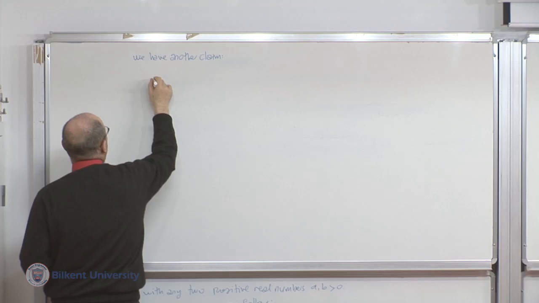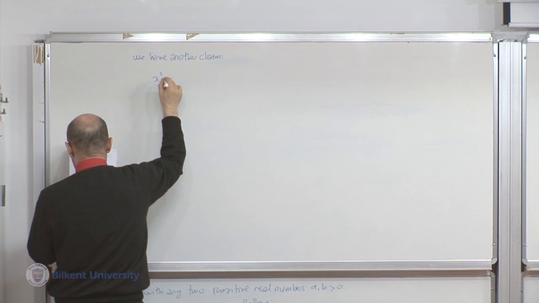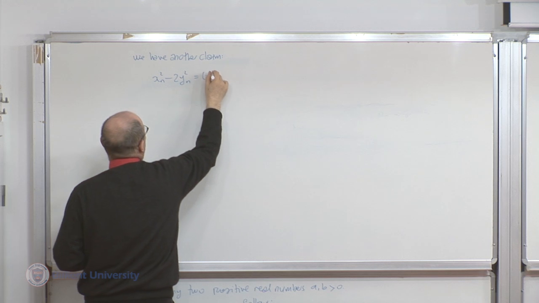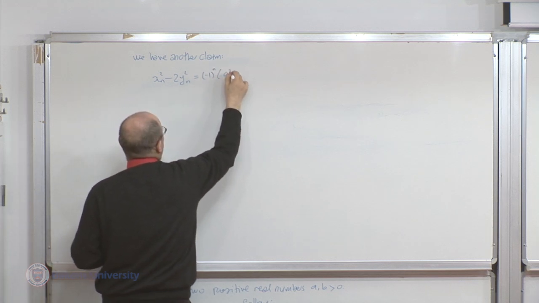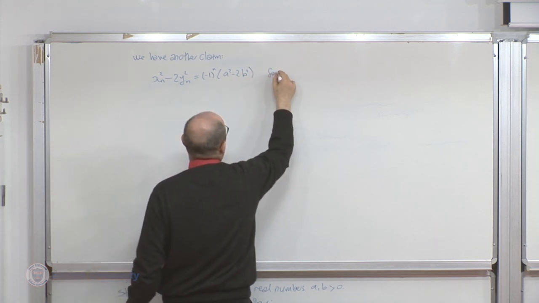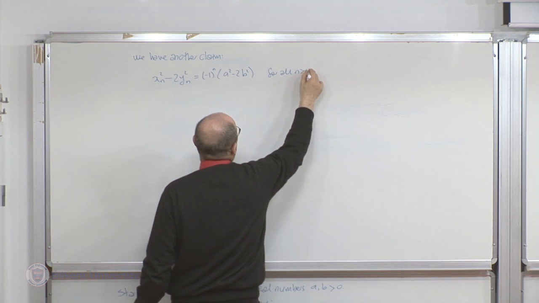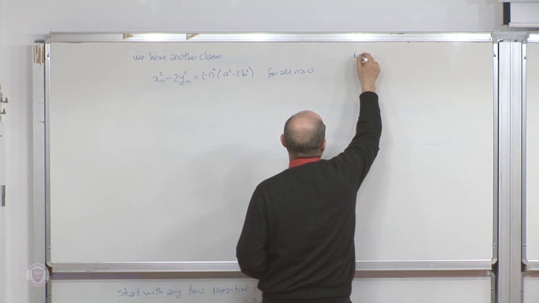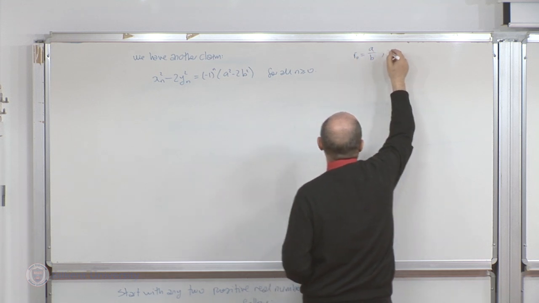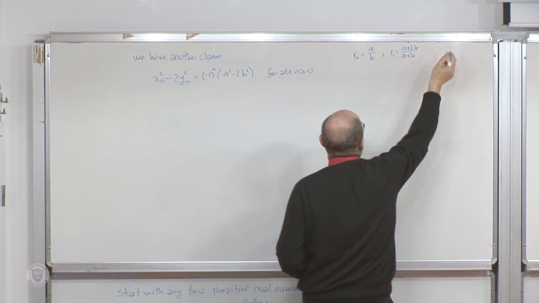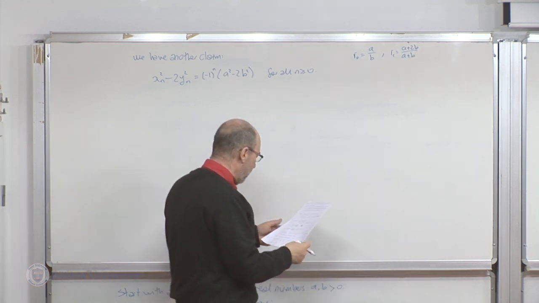So we say that xn² − 2yn² is equal to (−1)^n (a² − 2b²) for all n greater than or equal to 0. Okay, so maybe I must remind ourselves that r0 is a over b, and r1 is (a + 2b) over (a + b), etc. So this goes on like this.